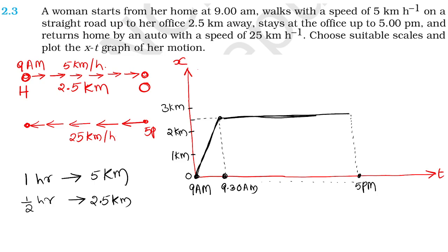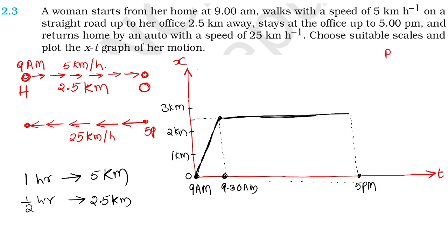After 5 p.m., what does she do? She is leaving the office and returning to home. So 25 kilometer per hour is our speed. Let me write here, there is no sufficient space. I am talking about the return path. She is returning to home by an auto. The speed of the auto is, in 1 hour the auto can travel 25 kilometer. That is the meaning of this speed.